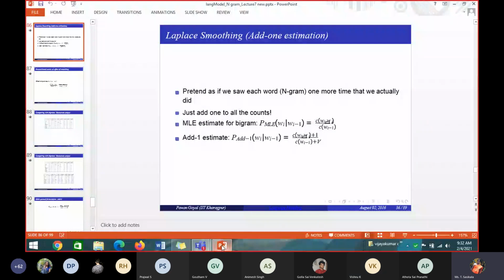We have to pretend as if we saw the n-grams, which can be a bigram, trigram or any gram, one more time than was actually present. If it is present 2 times, we pretend as if we have seen it thrice. If the word does not occur in the corpus, it is 0 times, and we pretend as if it is seen 1 time. So 0 will be solved as 1, so that this problem of 0 estimate can be rectified.